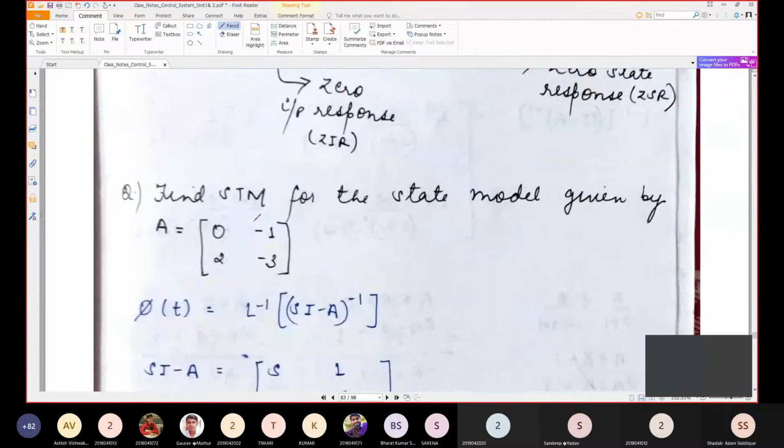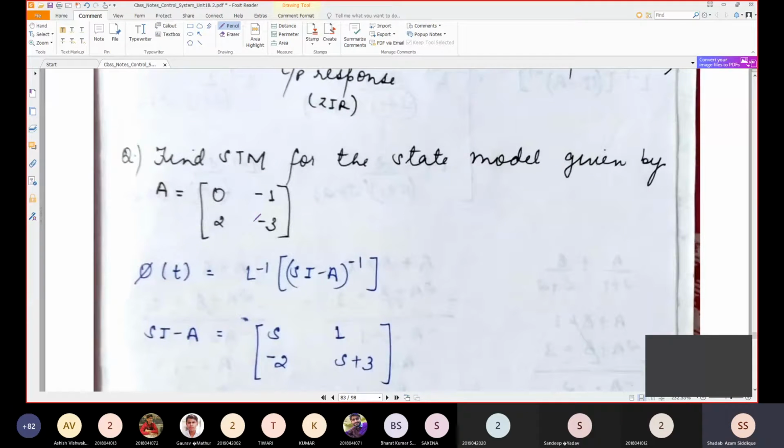Now we went through the state transition matrix problem, and before that we went through the properties of the state transition matrix. There were four or five properties: phi of minus t is equal to phi of t inverse; phi of t whole to the power n is equal to phi of n t; phi of t1 plus t2 is equal to phi of t1 into phi of t2; and another was phi of t2 minus t1 into phi of t1 minus t naught.